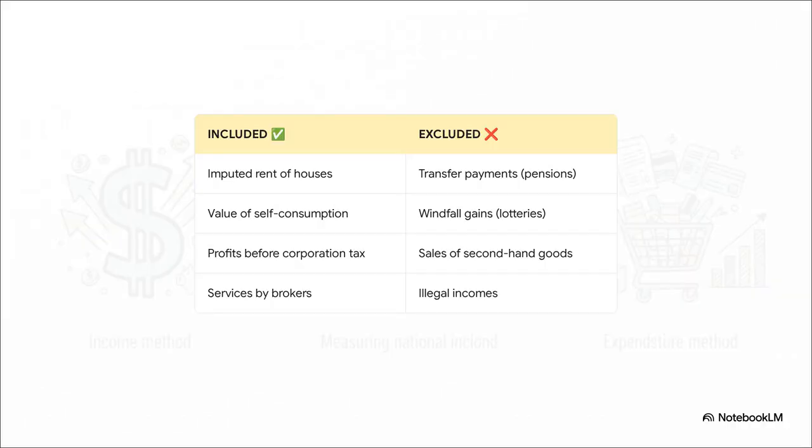Now, this is where it gets really interesting, because not all money that changes hands actually counts as national income. A pension, for instance, is a transfer payment. It's not a payment for something produced right now, so it gets excluded. Same goes for winning the lottery. But get this, the imputed rent of homeowners is included. Economists basically pretend that homeowners are renting their own house to themselves, just so they can capture the value of the housing service they're getting.